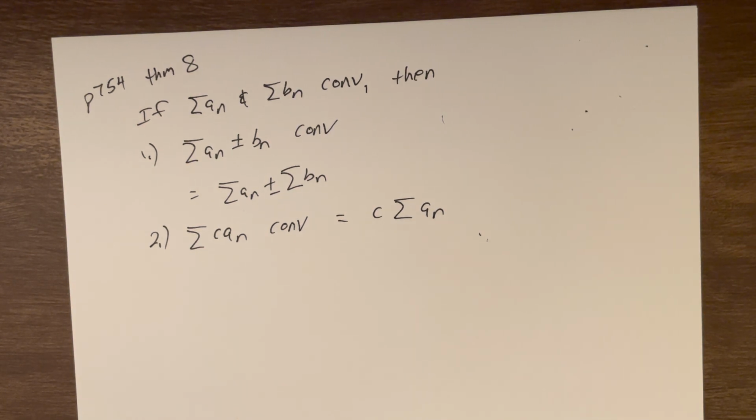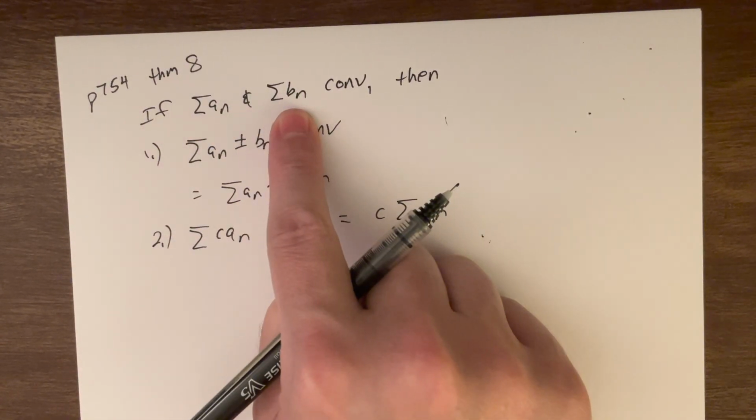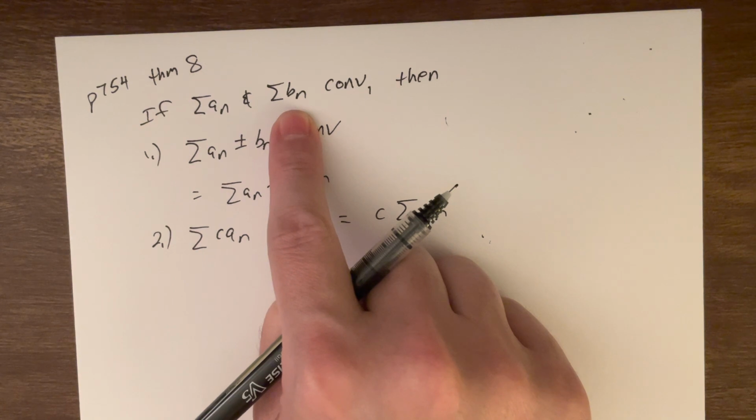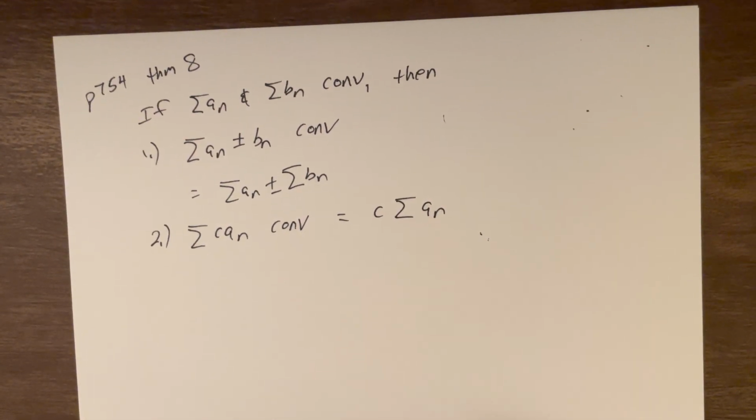Like I said, it seems really helpful, but unfortunately the pain in the butt is that you have to already know that these two already converge. So let me just give you one quick example to at least point out how this could work. Example 11 in the book does exactly this. I'm going to use a different example.